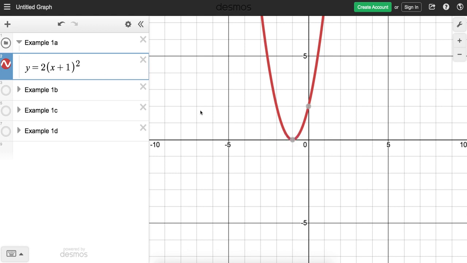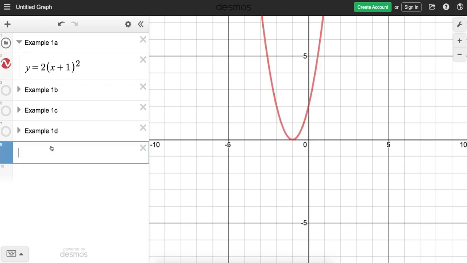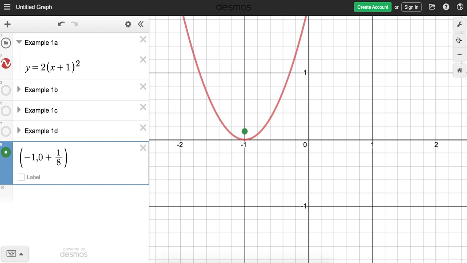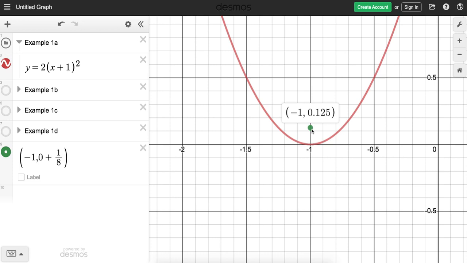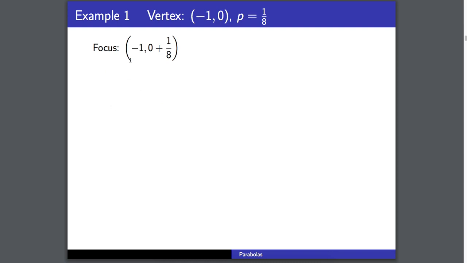And remembering that our focus point is always inside of our parabola, we're going to want to take this vertex at negative 1, 0, and add 1/8 to it. So if we add 1/8 to 0, we have our vertex at negative 1, 0. But then if we add that 1/8 to it, which I'm going to have to zoom in because it's really difficult to see, we get the point negative 1, and then 0 plus 1/8 is 1/8. So our focus point is going to be negative 1, 1/8.